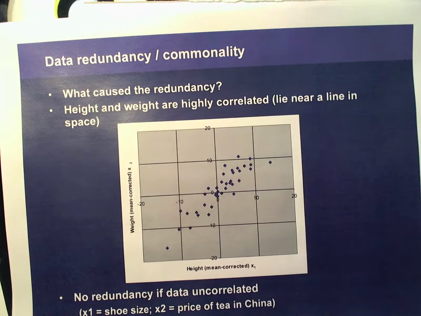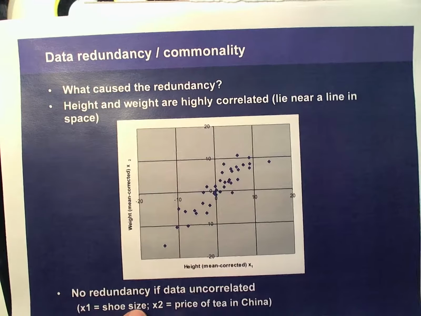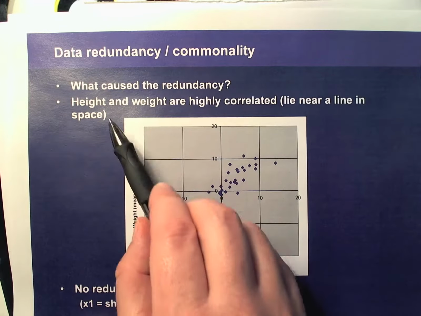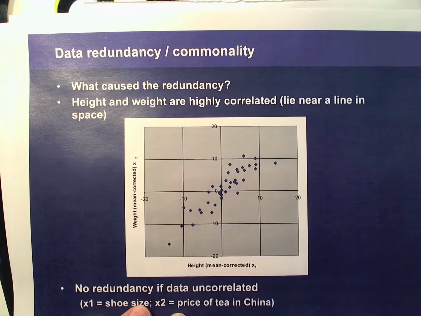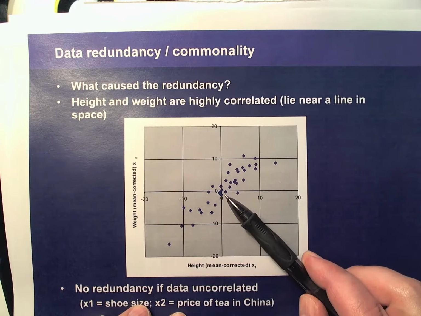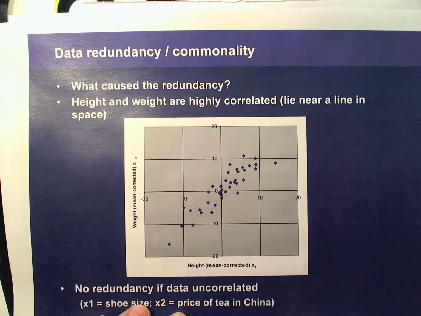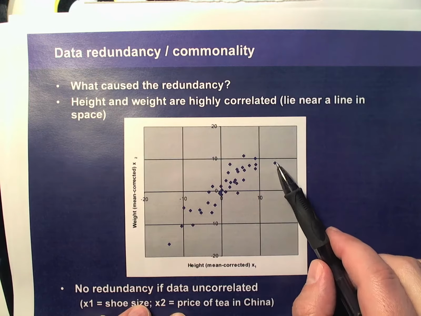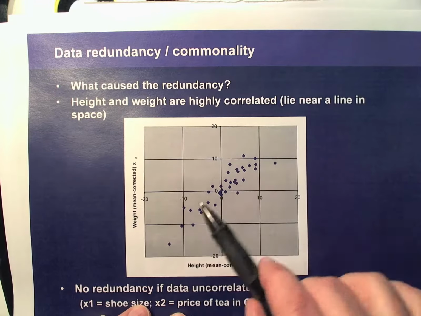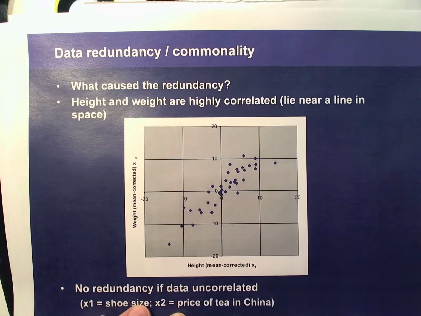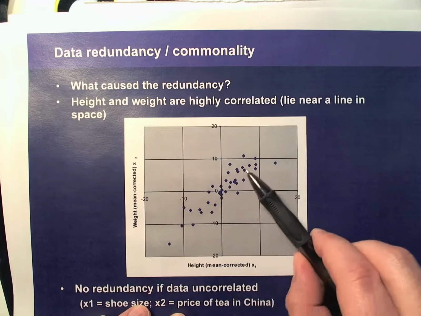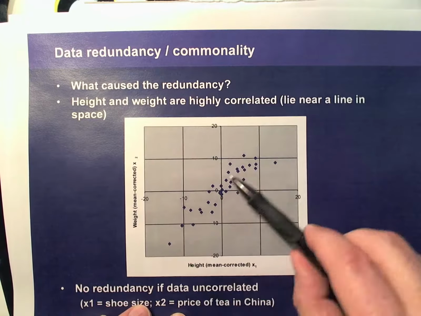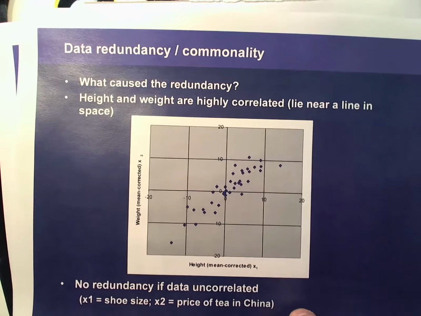So what caused this redundancy? Well, mathematically, it's that height and weight are random numbers that are highly correlated. And what that means really is, if you draw examples, like I've done here for various people, correlated means that they tend to distribute themselves along a line. As you see, most of the values are pretty close to a sort of a diagonal line here.